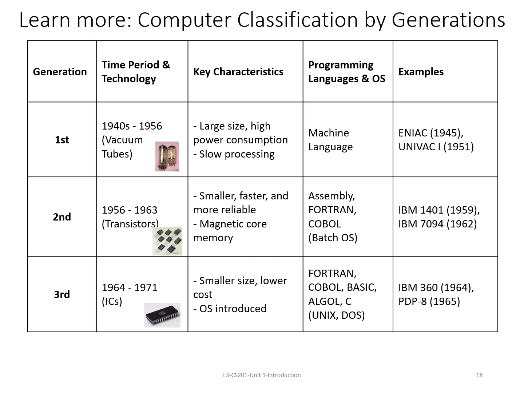Third-generation computers evolved in the 1960s to 1970s. Technology used: integrated circuits. Key characteristics: smaller size, lower cost, modern operating systems introduced. Programming languages: Fortran, COBOL, BASIC, ALGOL, Pascal, C on Unix or DOS operating systems. Examples: IBM 360, 1964, PDP-8, 1965.